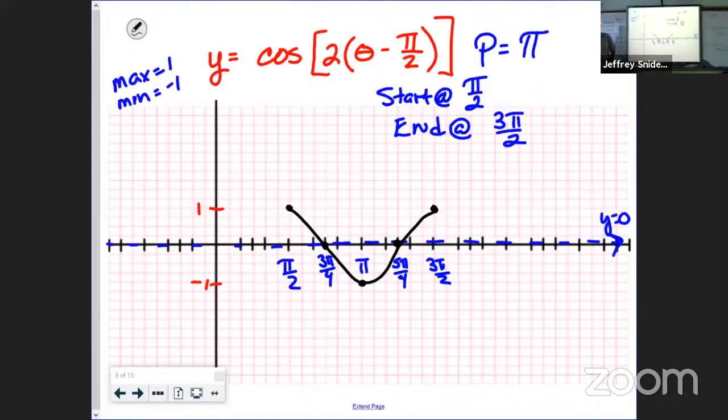If I wanted another cycle, all I have to do is shift every one of those points pi radians either to the left or pi radians to the right. That's how you get another cycle. Just shift everything, whatever the period is. Okay? Any questions on this one?